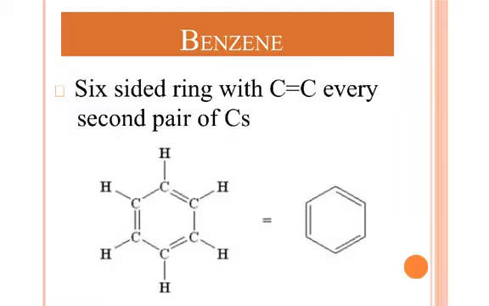Let's start with benzene. So benzene you may recognize from your molecule project. It is a six-sided ring with double bonds every second carbon, and it's a very common molecule found in lots of different things. And there's a couple different ways we can draw it.